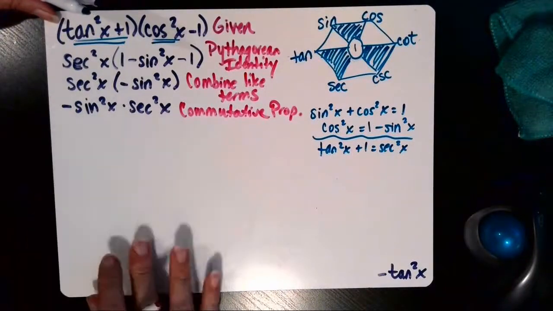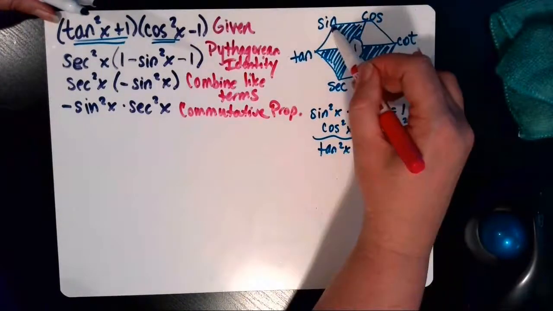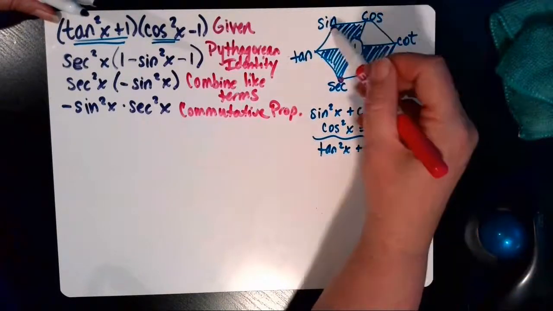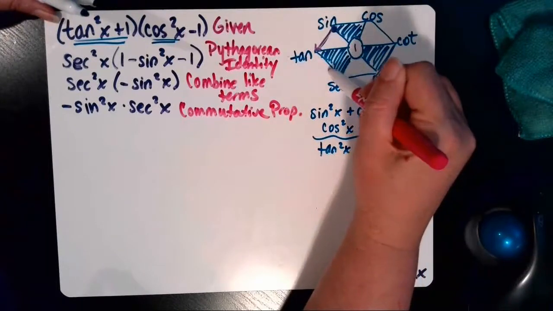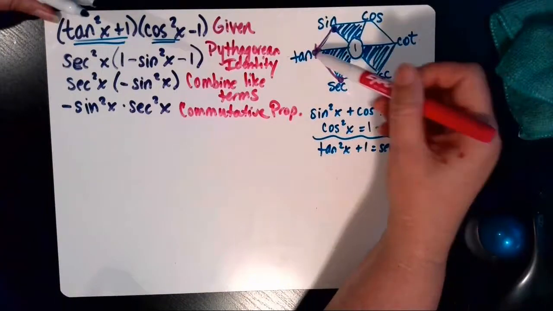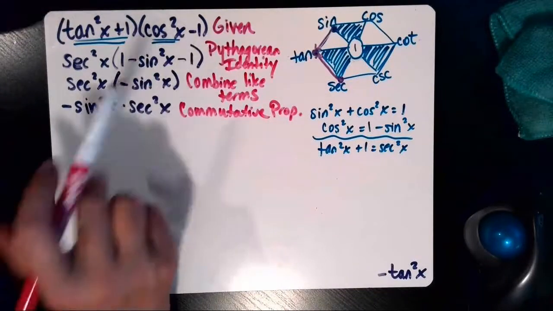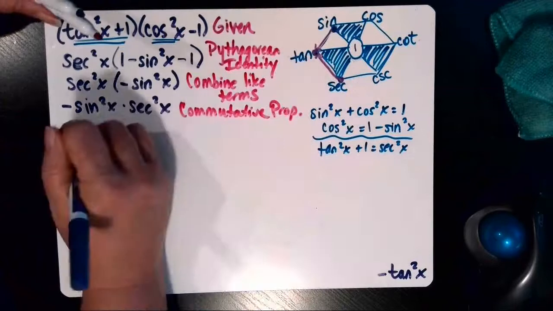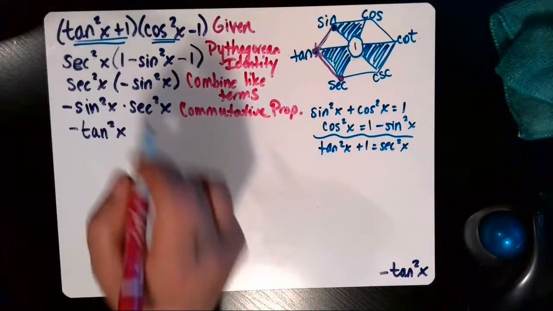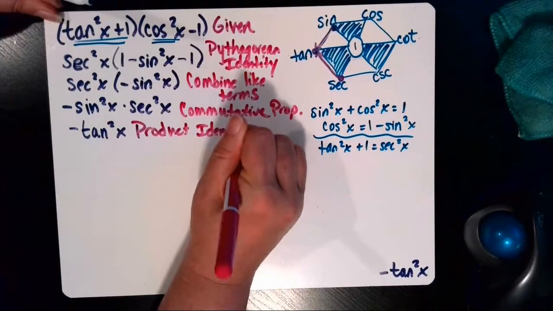Okay, now if we look back at that identities hexagon again, sine is right here and secant is right here. And if you recall, the product identities take the vertex to the left and the right and they meet at the product. So the product of sine and secant is tangent. And we've got the product of sine and secant here. So we can apply that product identity to rewrite this as negative tangent squared x. That was using a product identity.